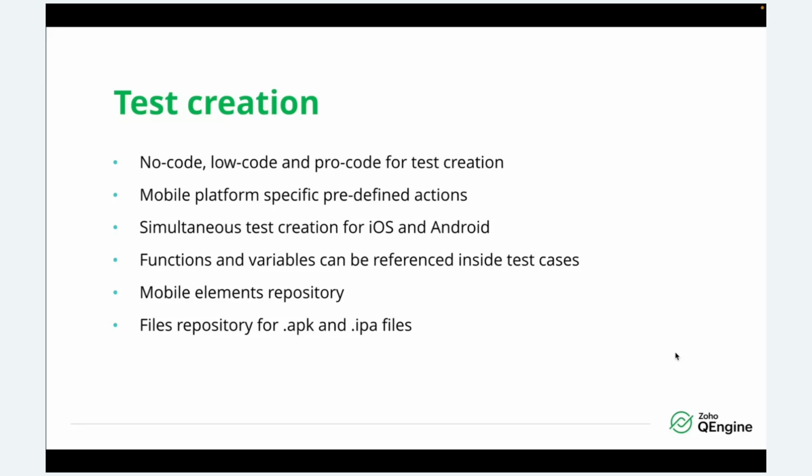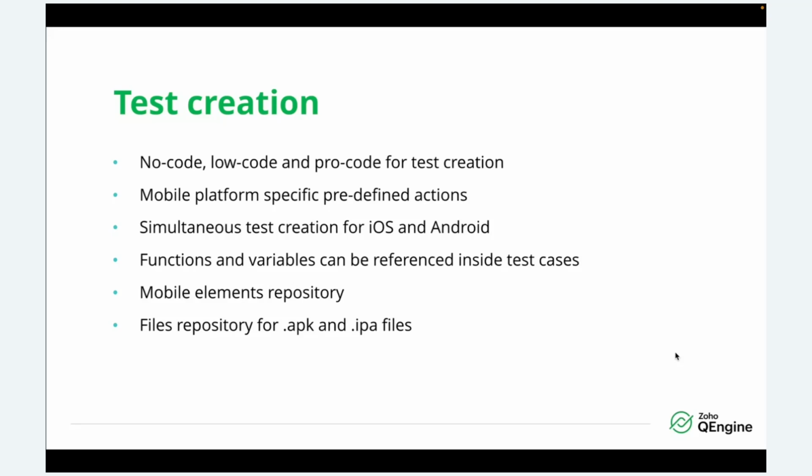And as I mentioned, single-click cross-platform switching. So you can actually create test cases for iOS and Android within a single test case. And Zoho QEngine also gives you access to functions and variables within the test cases. A variable is nothing but a container which will store values. It could be an integer, it could be a string, it could be anything. You can access them within a test case, so that you don't have to repeat a value or add a particular value every single time.